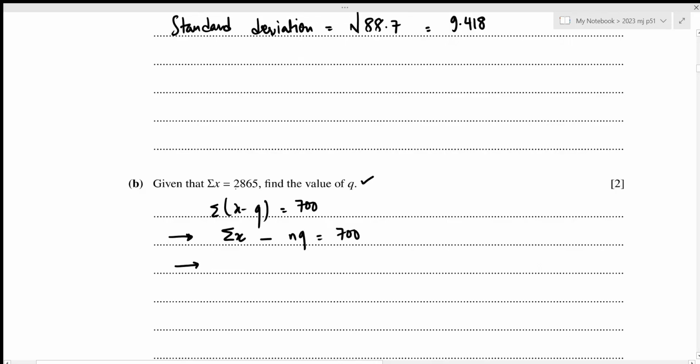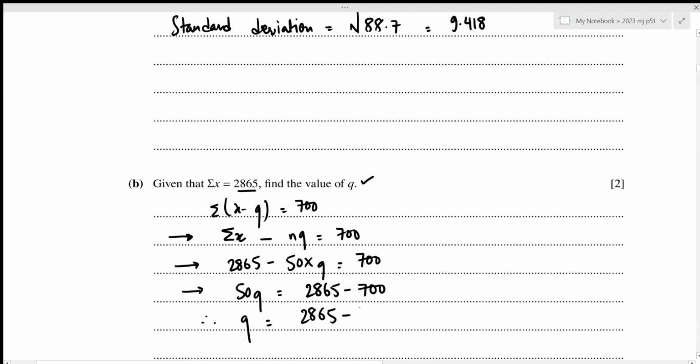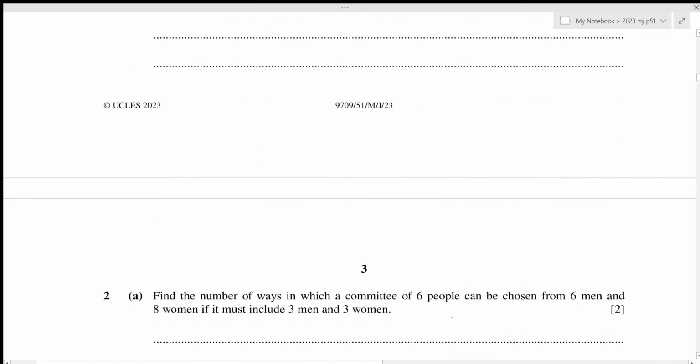Okay, so summation x is given to be 2865. n was 50. We need to calculate the value of q. This will be equal to 700. Let's solve this equation. So 50 times q will be equal to 2865 minus 700, which means that the value of q should be equal to (2865 minus 700) divided by 50. This results in 43.3. That's all for this part.